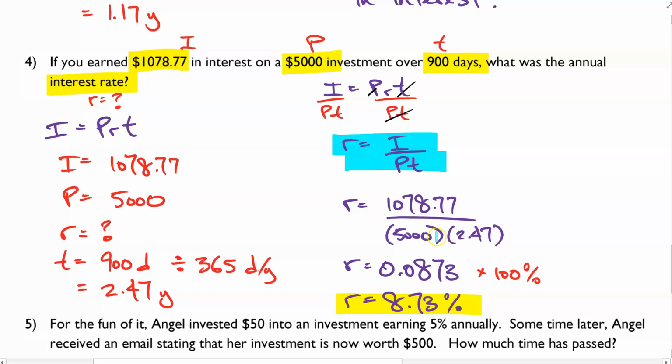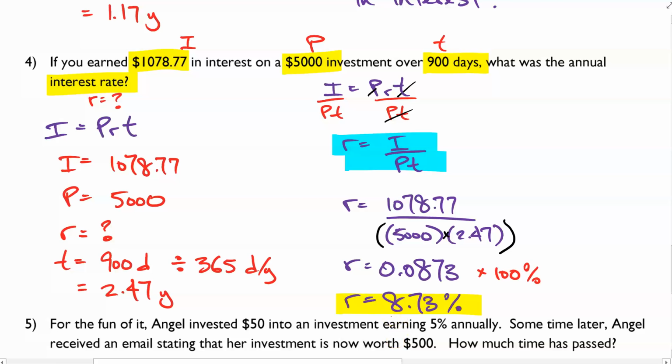Okay, substitute, and make sure you, on your calculators, prevent yourself from going 1,078.77 divided by 5,000 and then times 2.47. You don't want to do that. You want to make sure that the calculator understands that you want 5,000 times 2.47 underneath. So you might want to put this all in brackets first on your calculator and just write 5,000 times 2.47, and that'll make sure it's 1,078.77 divided by all of that business, which would give you this 0.0873, which actually is the rate as a decimal, okay?